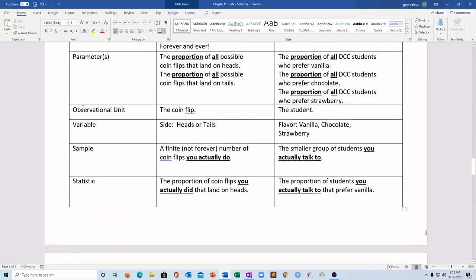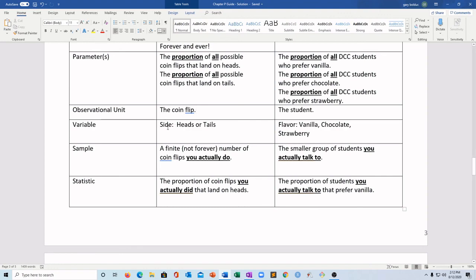Okay, so then the variable is deeply connected with the observational unit. Once you know what you're looking at, a student or a coin flip, the variable is just a way for you to describe what the data you're going to get from that is. And that's a very important thing to do. So if I'm looking at the student, well, what do I get from the student? I get a flavor, vanilla, chocolate, or strawberry. Because that's the way I would describe the data I get back. Okay, I look at the coin flip. What do I have written down on my piece of paper? Well, the side that you landed on, and that was heads or tails.